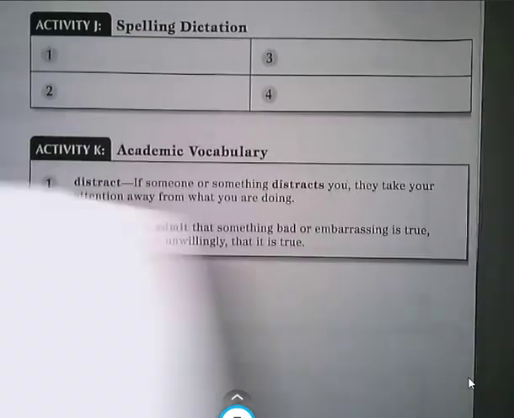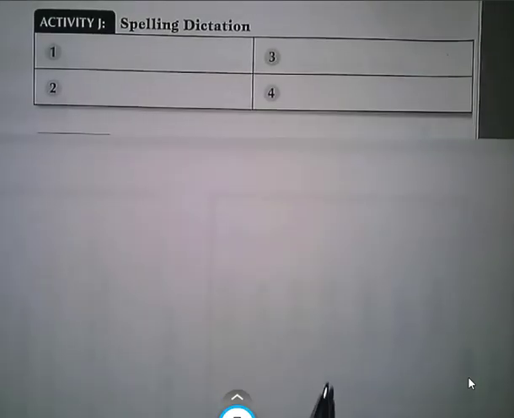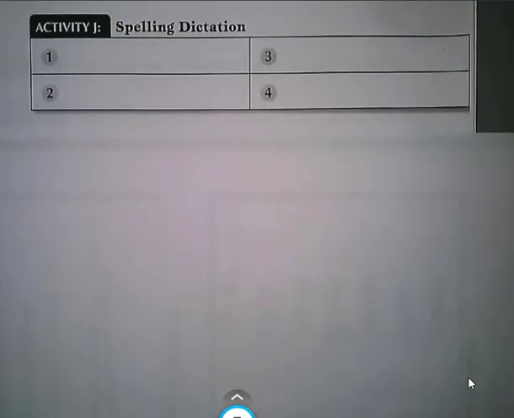Okay, that brings us to Activity J. We're almost done with your first lesson of Rewards. Spelling dictation. I'm going to give you 4 words. I'm sure these first 4 for lesson 1 won't be too challenging for you, but they are going to give you the opportunity to practice the skills that we just learned in lesson 1. The prefixes, the vowel combinations, making the sounds.